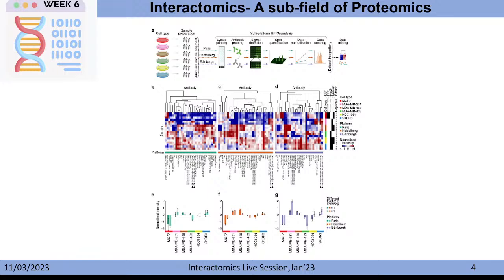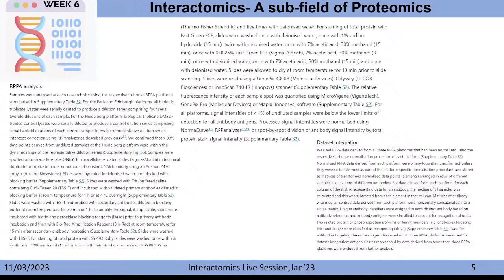So these are the different cell lines and the different antibodies and the normalized intensity after the analysis. Here I'd just like to go through it: samples were analyzed at each research site using the respective in-house RPPA platforms. For Paris, all biological triplicates were serially diluted to produce a dilution series comprising four serial twofold dilutions. For the Heidelberg biological triplicates, they were serially diluted to produce a series comprising serial twofold dilutions.